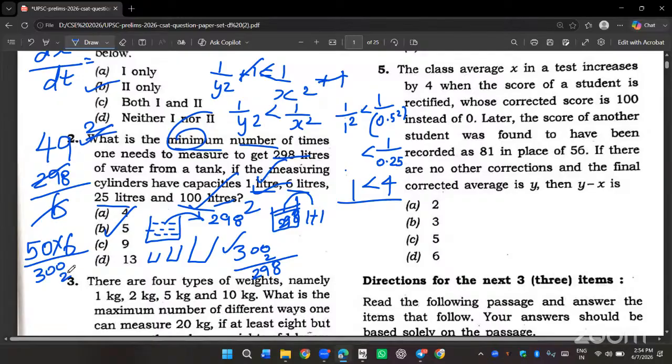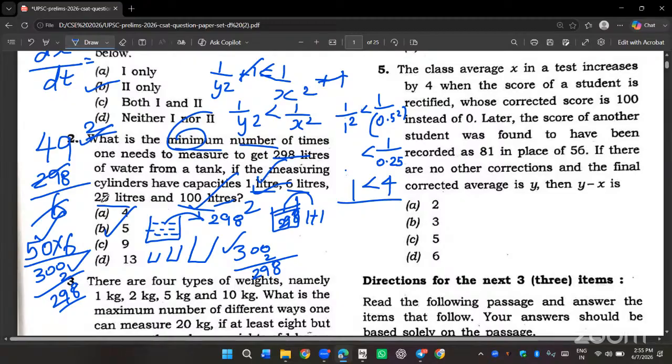Again, 2 times I use the 1 liter cylinder to reduce it. In this case, what happens? I get 298 liters. But what have I done? 50 times plus 2 times, 52 times I used the cylinders.